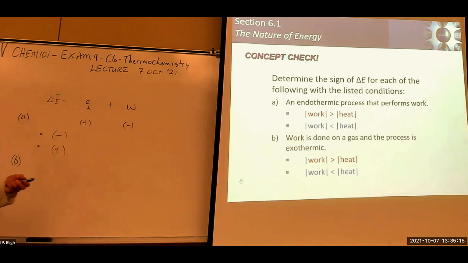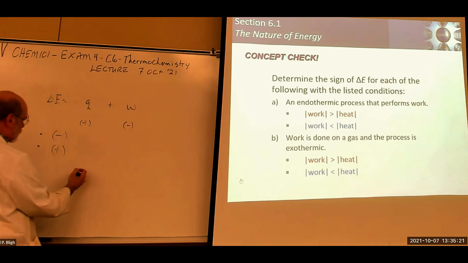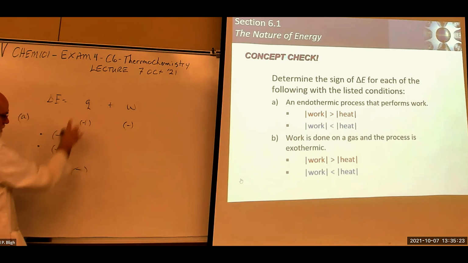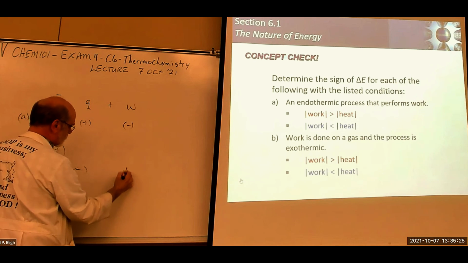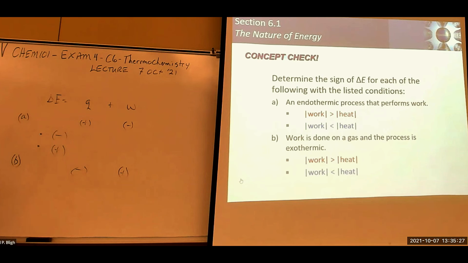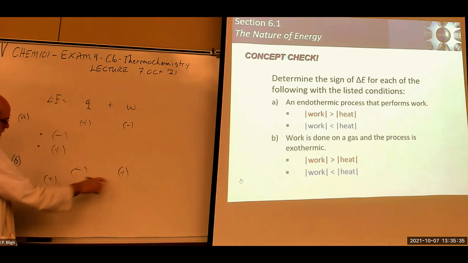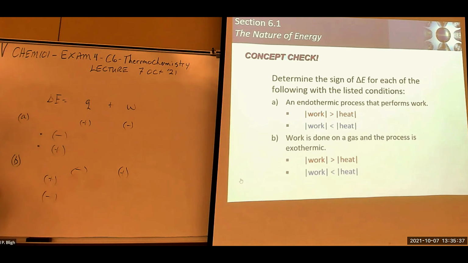The converse of that is work is done on the gas and the process is exothermic. So exothermic means negative here and positive here. So you have just the opposite situation. If this term is bigger than that term, then delta E is positive, and if this one's bigger than that one, delta E is negative.